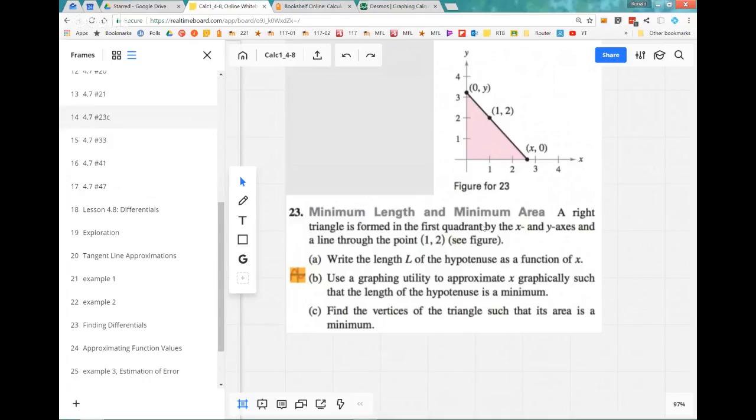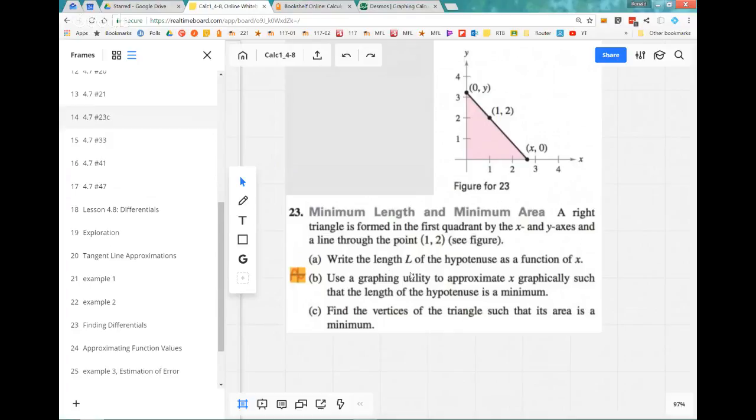Well, where did the book get this (x, 0)? Well, it's on the x-axis, this point down here, so we know it's got to have a y-coordinate of 0, and we don't know its x-coordinate, so let's call it x. Likewise, up here, we know it hits the y-axis. We don't know at what point, but we know it's got an x-coordinate of 0. So we've got these 3 points.